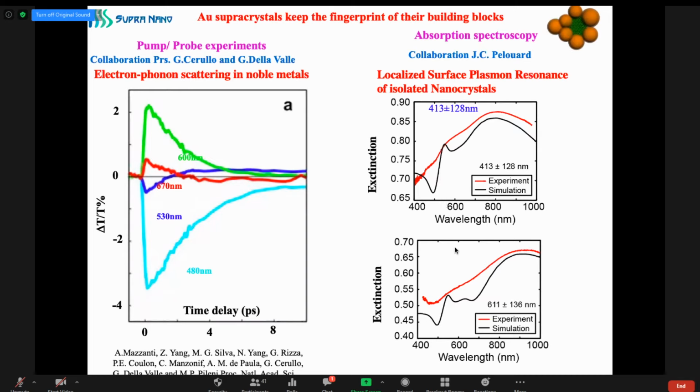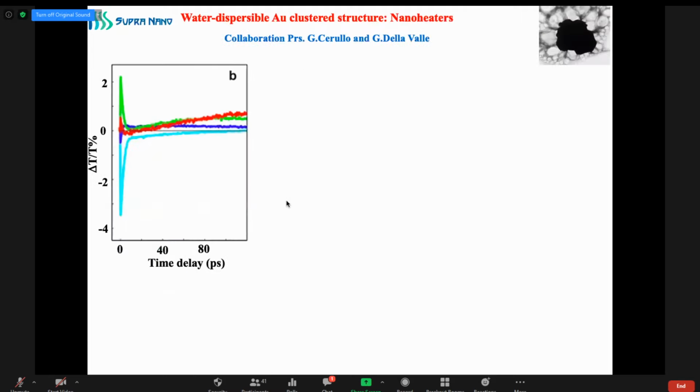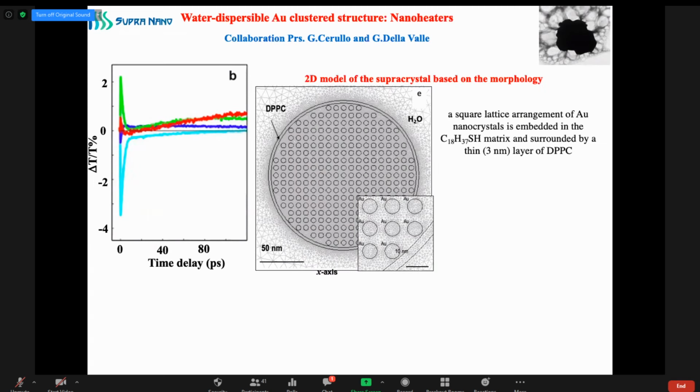So we really keep the fingerprints, but at longer times you can see that the electron-phonon signal disappeared, and we see here an increase in the transmission. So Giulio Cerullo and Della Valle designed a model in which they assume square lattices with the DPPC, with the alkyl chains of each nanoparticle surrounded by DPPC and water.